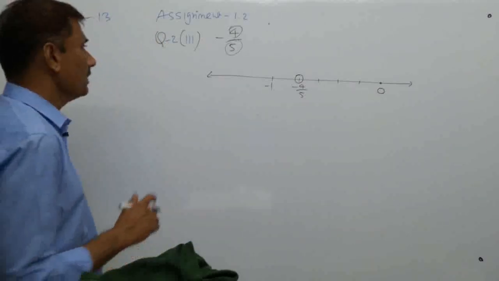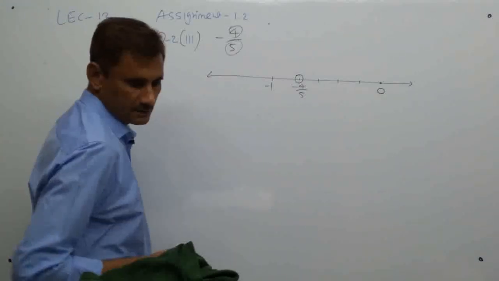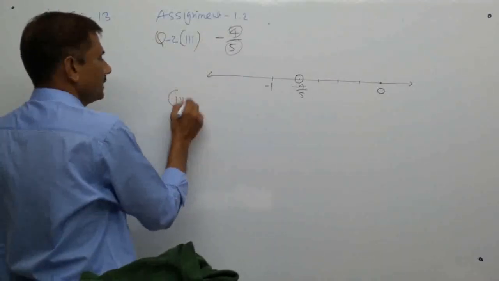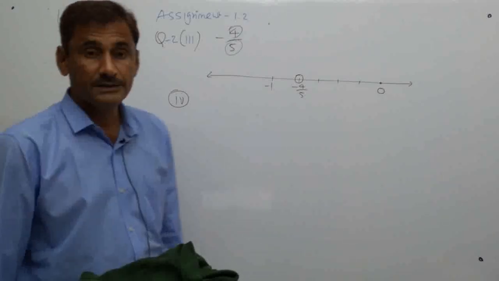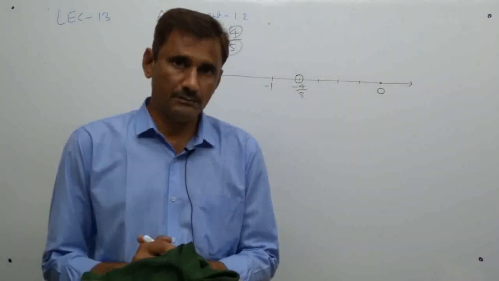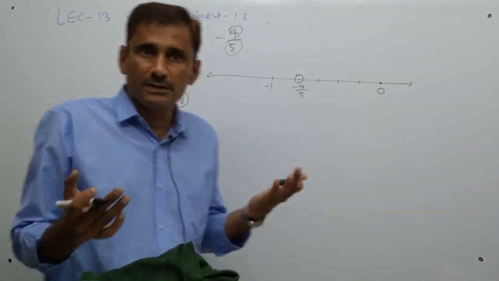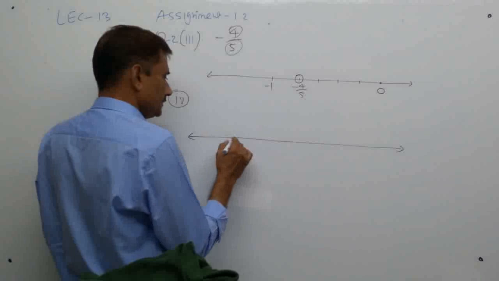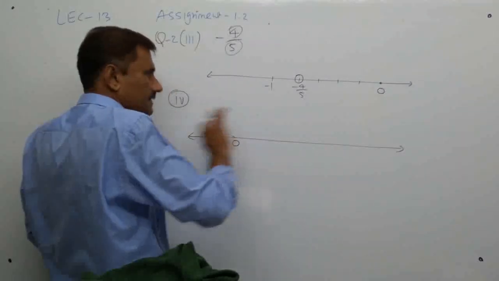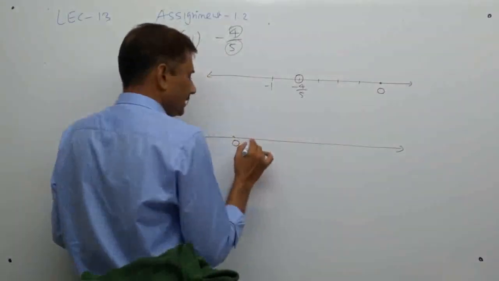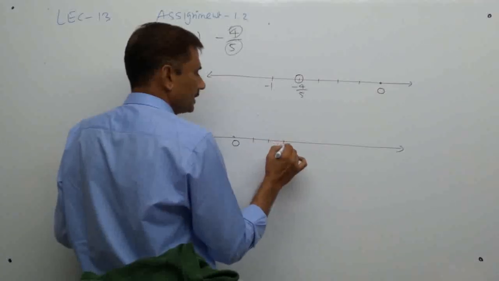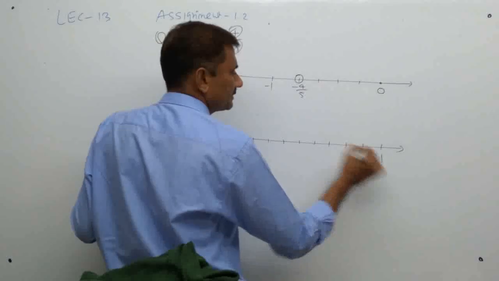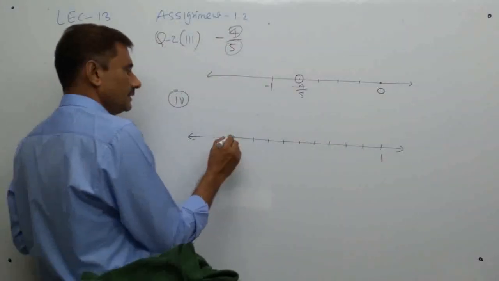Same way, 2 by 9. Now 2 by 9 is again a proper one. Proper means between 0 and 1. So again write 0 here, but it is positive, so don't go to the negative side, go to the positive side. After 9 gaps, 1, 2, 3, 4, 5, 6, 7, 8, 9, it is 1. So 0 and 1 are there.